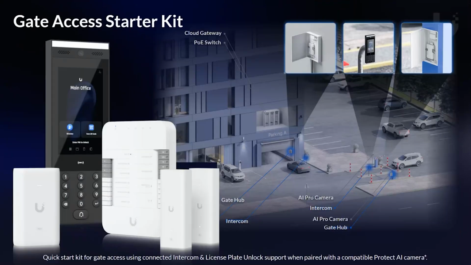Another use case, let's say you have an apartment complex with a gate. With this gate access starter kit, you can buy the starter kit all bundled together. You can now buy the hub by itself too, and set up your own custom setup. But I recommend starting with the starter kit. It includes everything you need to be able to connect this to a gate system, a gate door.